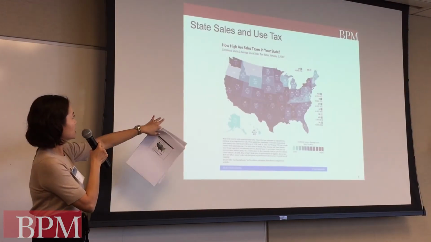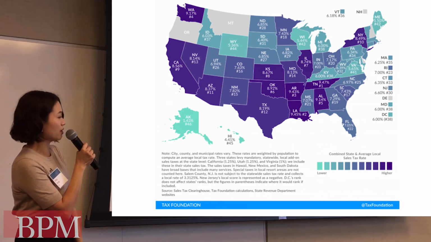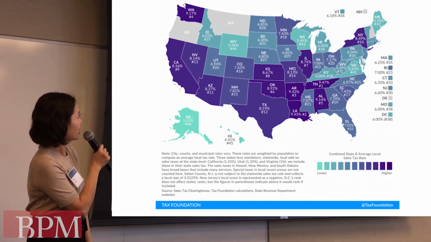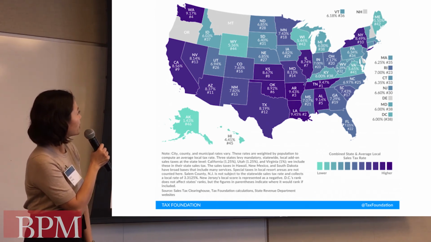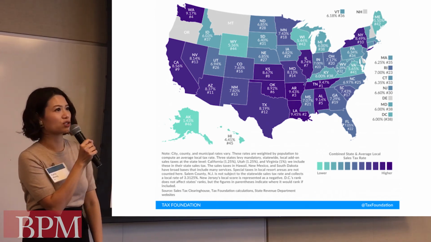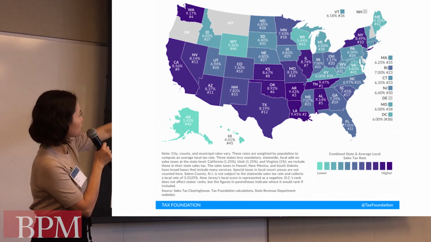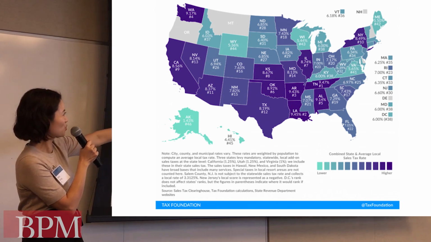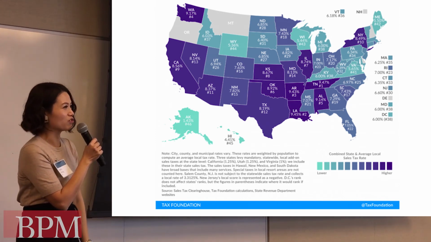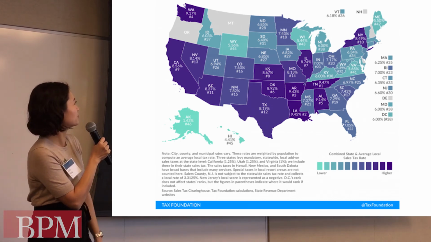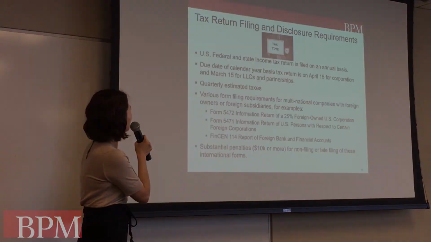To give an idea, this is a chart showing the state sales and use tax rates in the US as of January 1st, 2019, so it's a year ago. The darker the color, the higher the sales and use tax rate. As you can see, the sales tax rate on the West Coast is higher than the East Coast in general. Every single state has a different sales tax rate.